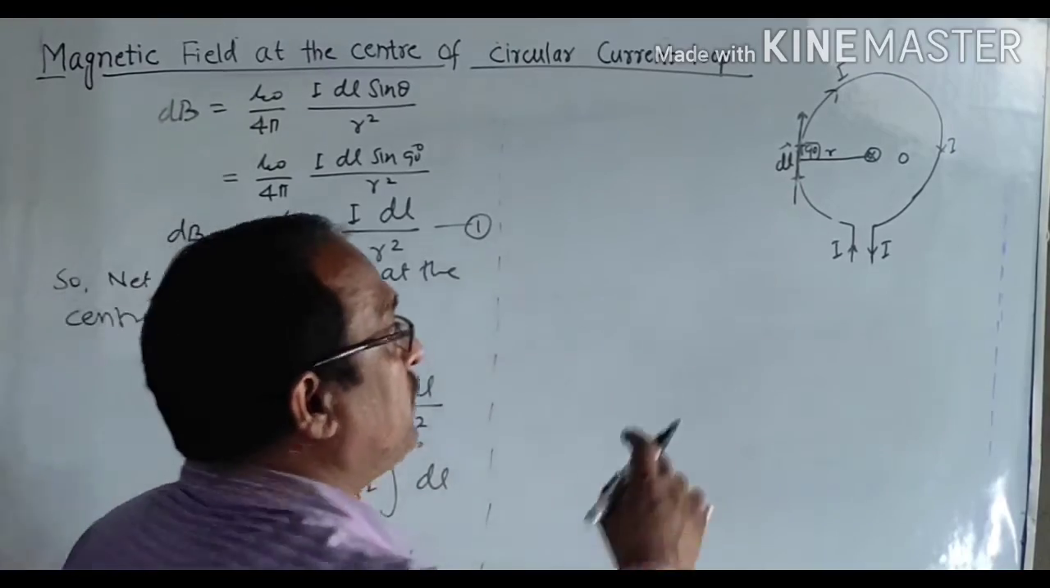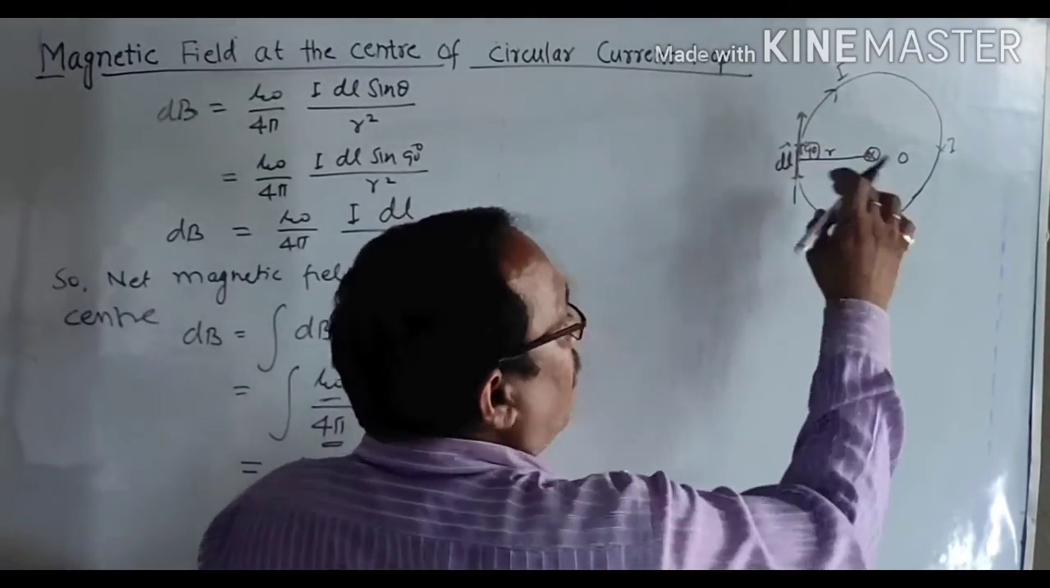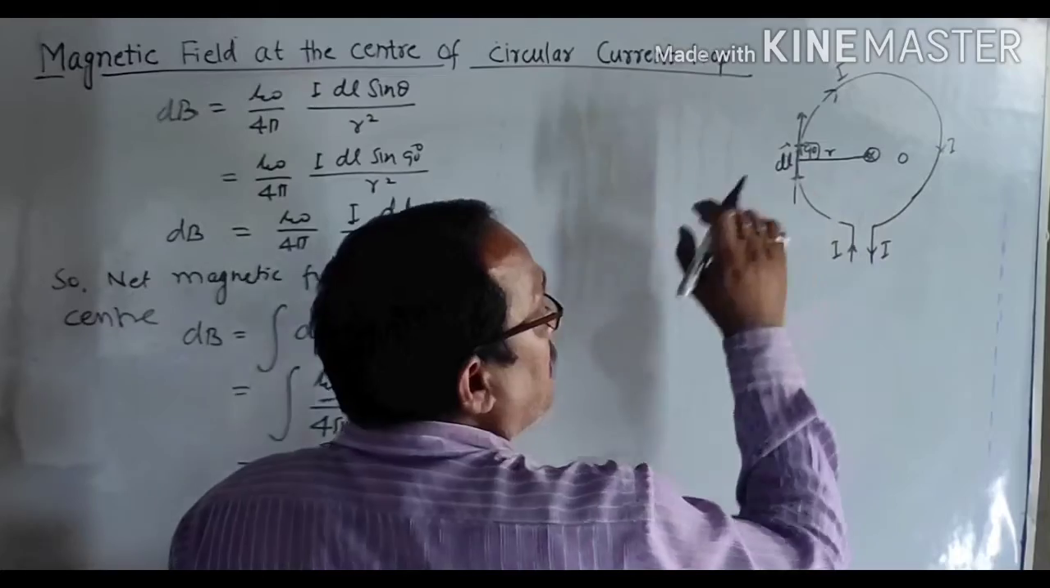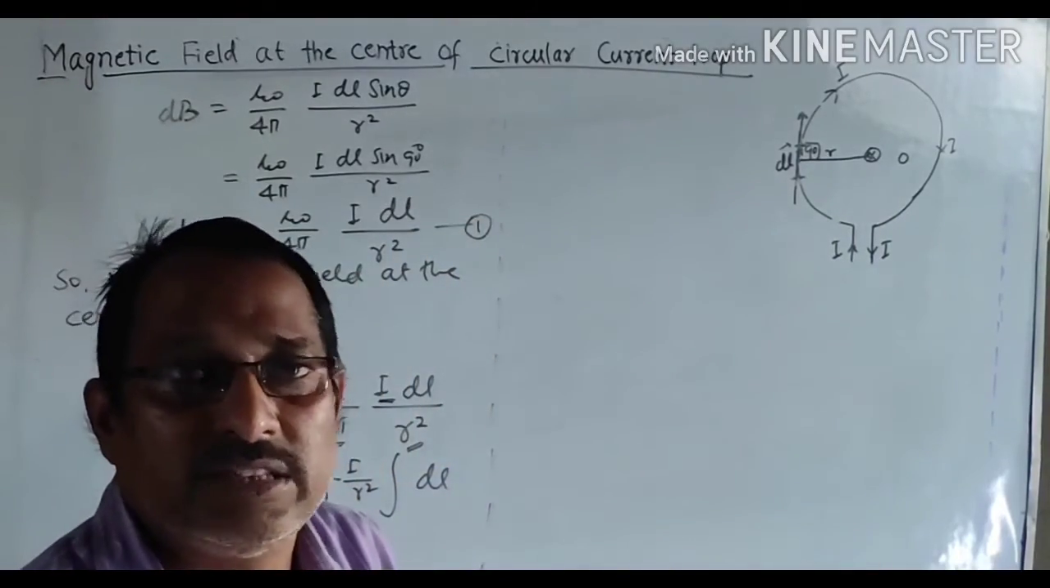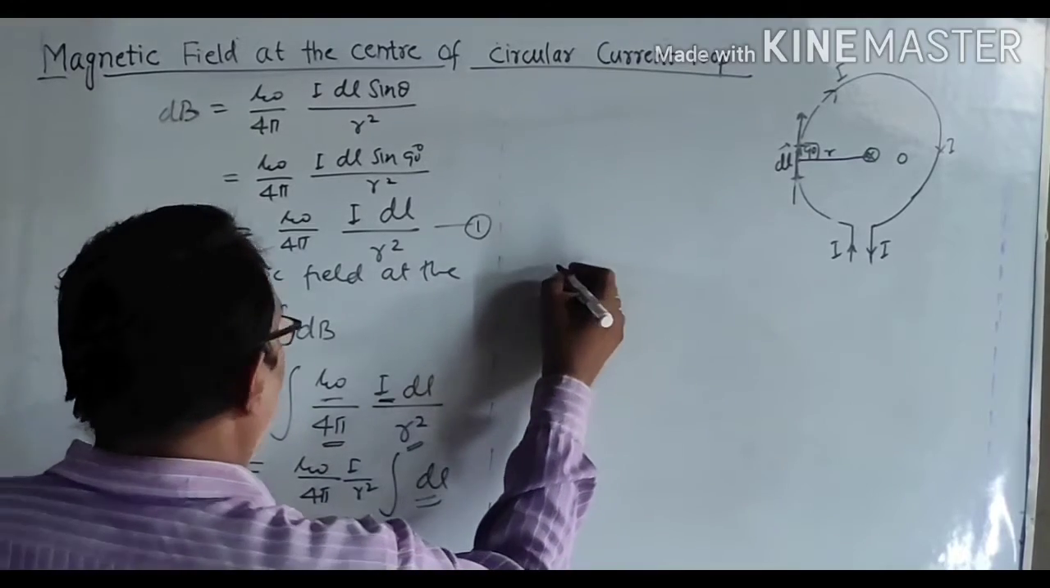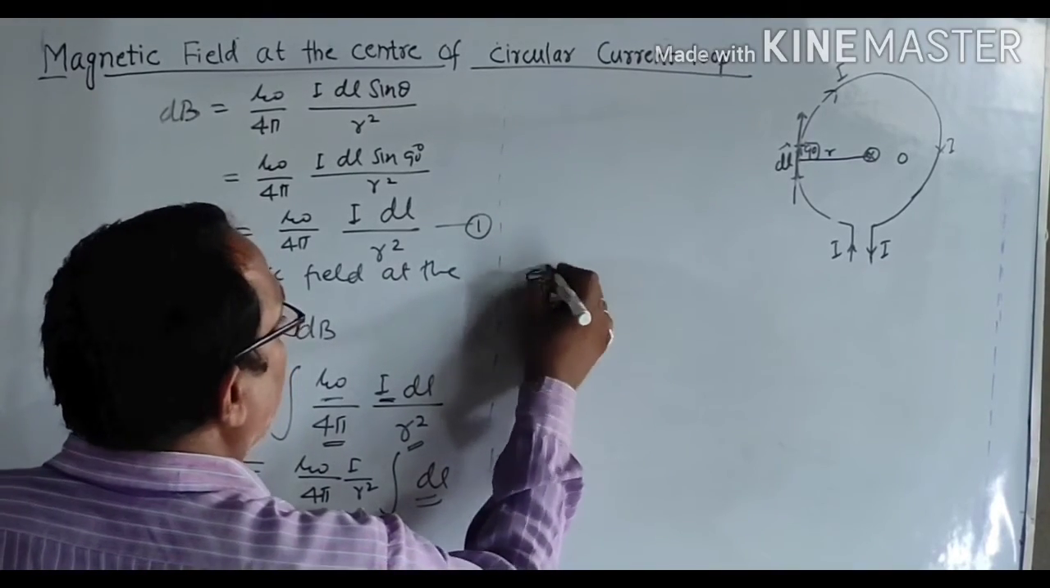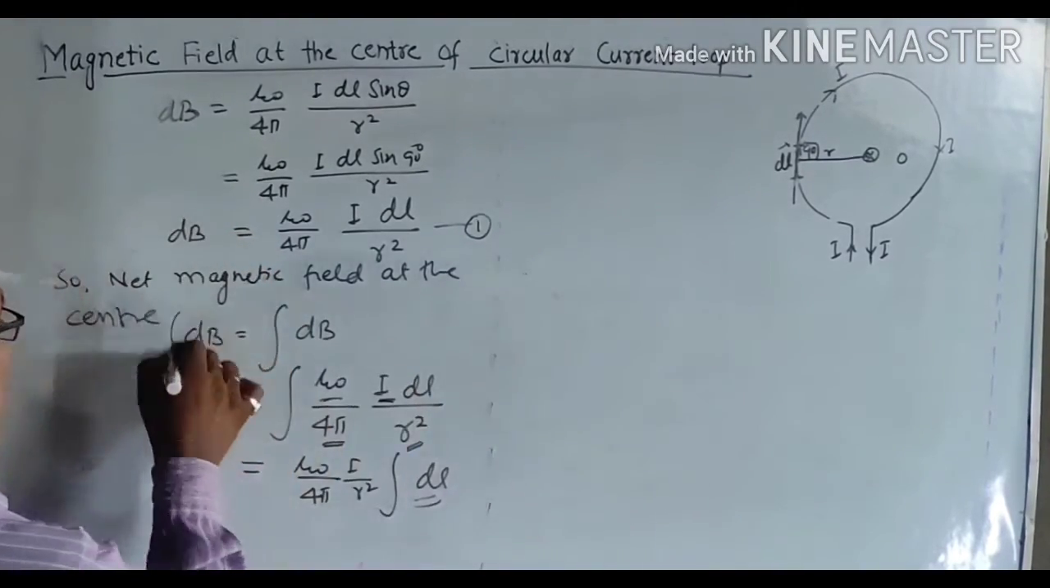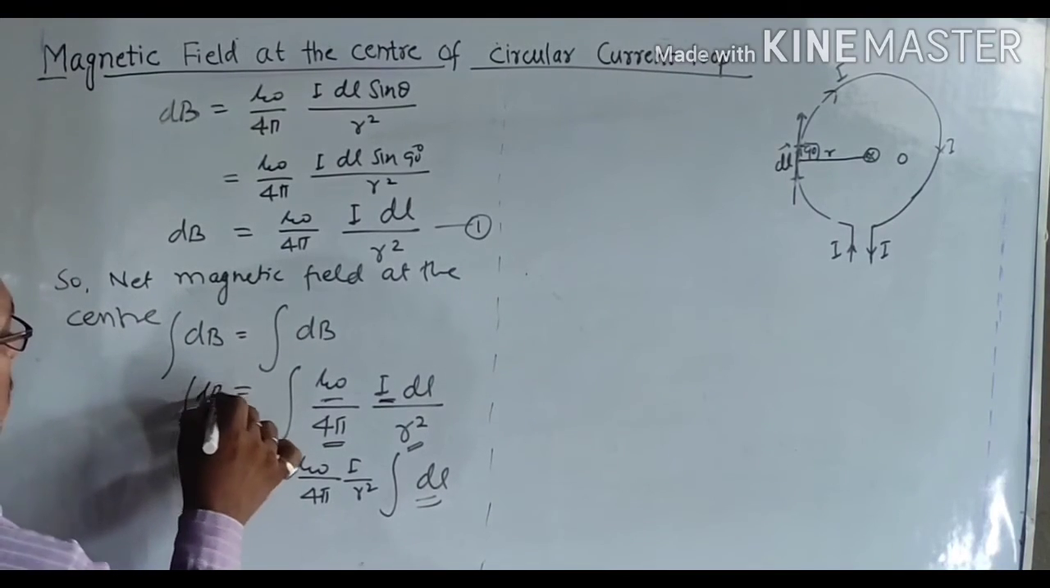If we want to integrate the dl, or add all these dls, then it will be equal to the circumference of the loop. So instead of the integration of dl, we can write 2 pi r. So B will be equal to the integration of the dB.